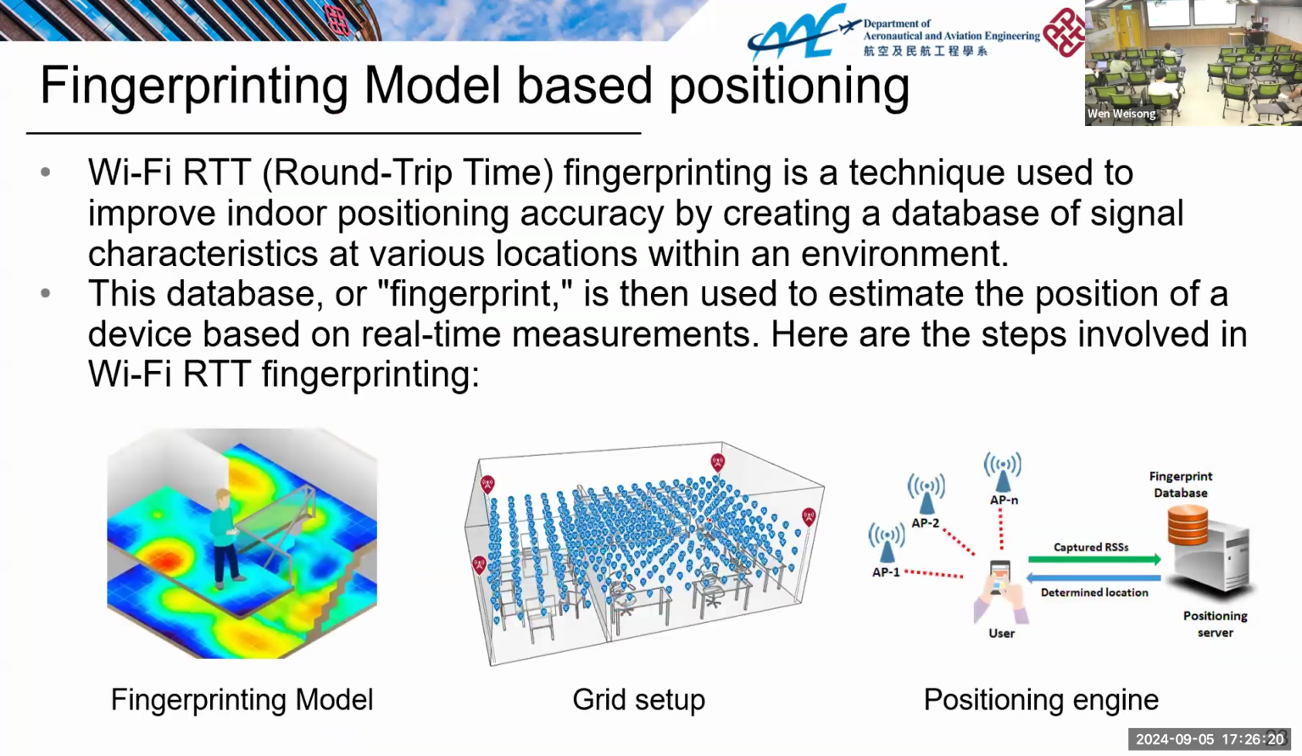Okay, so these are the procedures. This is a summary. The database fingerprinting corresponds to the heat map, the signal strength map of different environments. You can divide this plan, maybe this indoor scenario, into a lot of grids. And for each grid, you can collect the signal strength map offline. For example, in here the colors represent the signal strength.